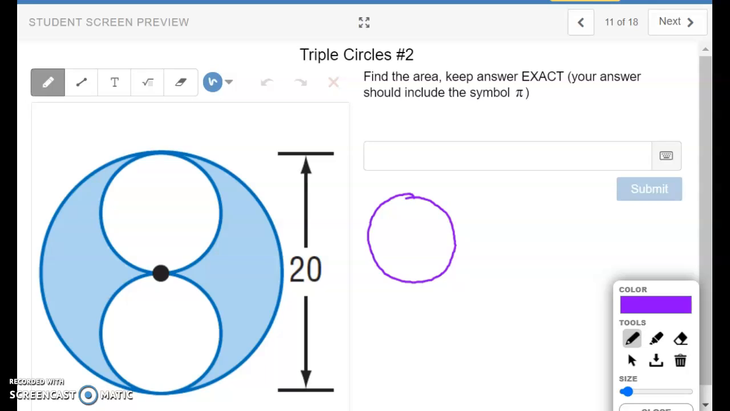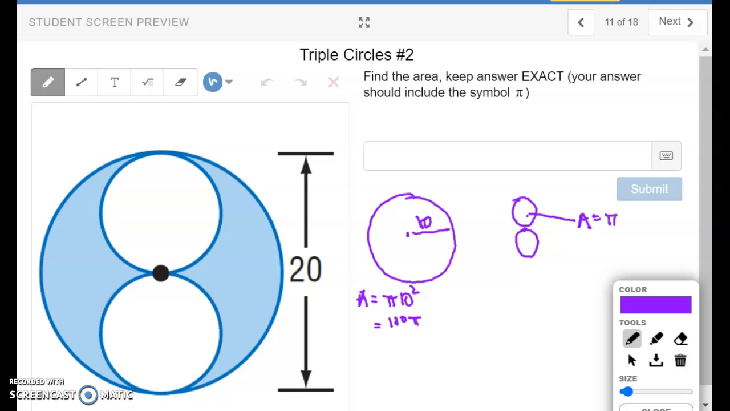The big circle has a diameter of 20, so the area of this circle is going to be pi times r squared, where r is 10. So this big circle has a radius of 10 units. So it's going to be 10 squared, which is 100 pi unit squared. What about the little circles that we have? What's the area of one circle? Area is going to be pi times radius squared.